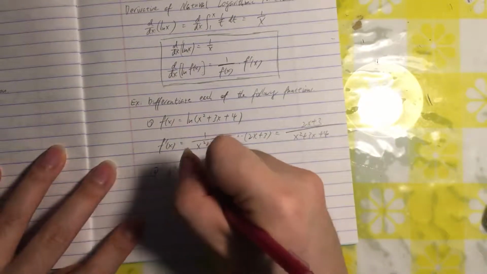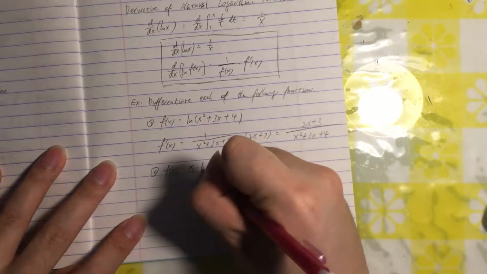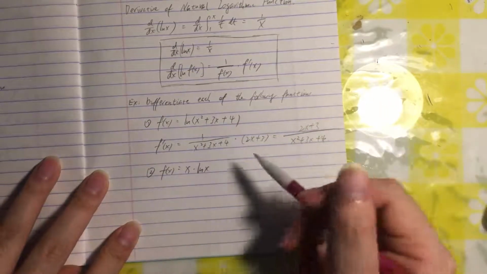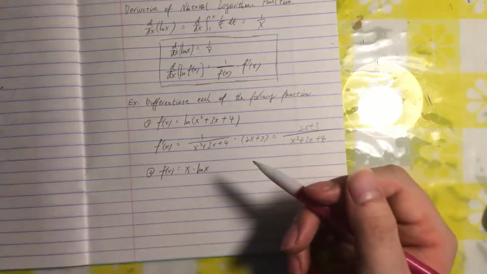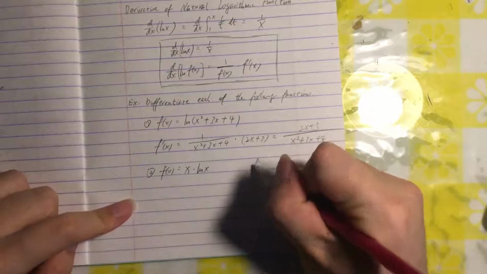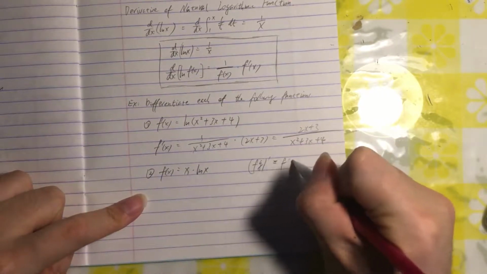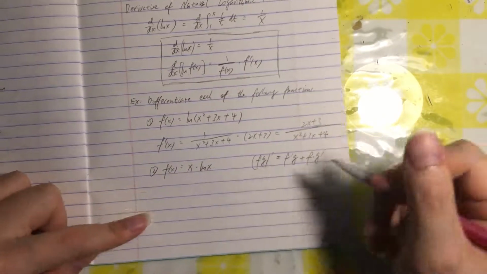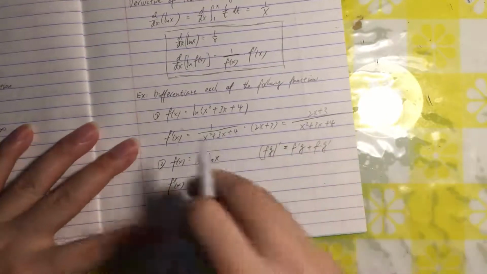Next example, f of x equals x times ln of x. How can we take the derivative of this function? When we have two functions multiplied together, use the product rule. The product rule is the derivative of the first times the second, plus the first times the derivative of the second. So apply the product rule here.